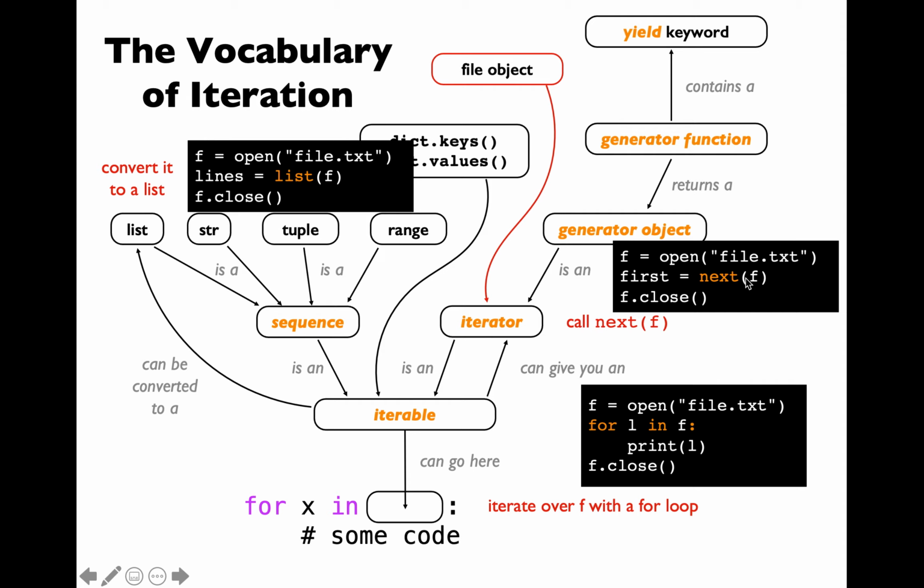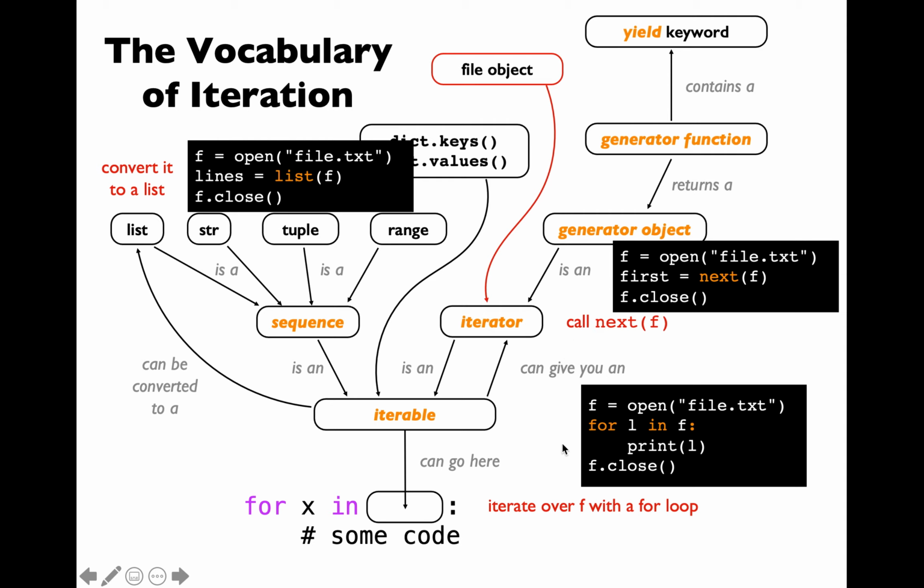What the next function call is going to do is read the next line in your file and return that as a string for you. So if your file has multiple lines, you have to keep calling the next function over and over again to keep getting the next line. This particular example only reads the first line.